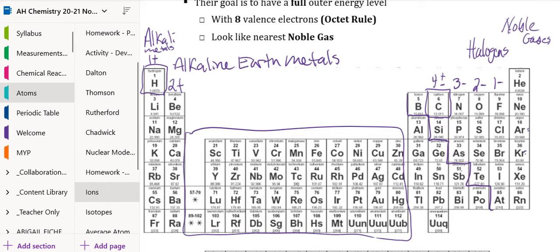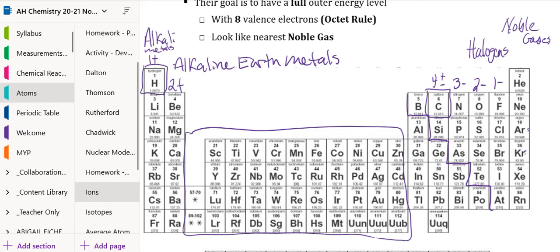But beryllium, who's the nearest noble gas neighbor to beryllium? Helium. And how many electrons would beryllium have to lose to look like helium? And then the group that starts with boron. Oh, they're not all metals. Boron's a metalloid. The rest are metals. Aluminum down is metals.